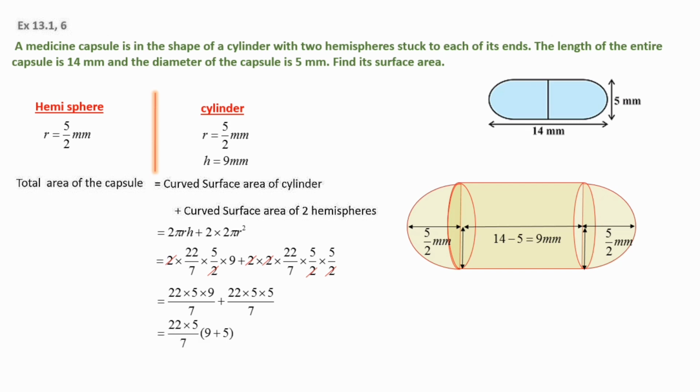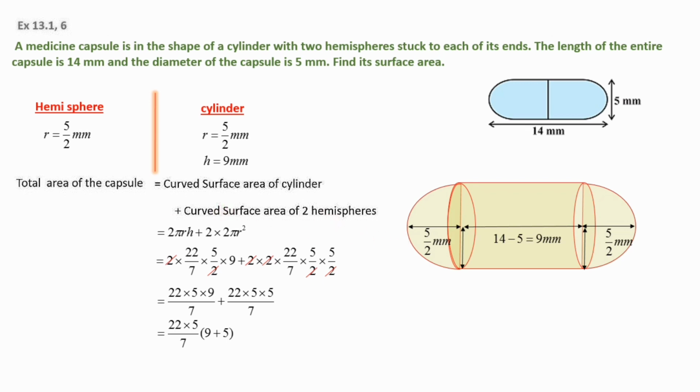It's not a problem. Here 22 by 5 by 7 I have taken as common. Then here first part 9 is balanced plus second part 5. So here I have taken common. If without common, if you want to calculate separately hemisphere curved surface area, cylinder curved surface area, then you are adding together in the final step. That is also not a problem.